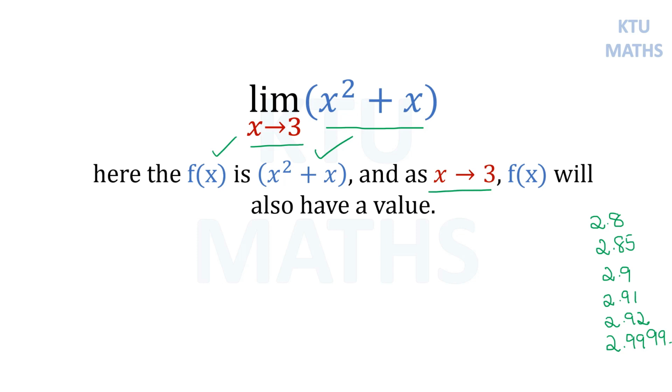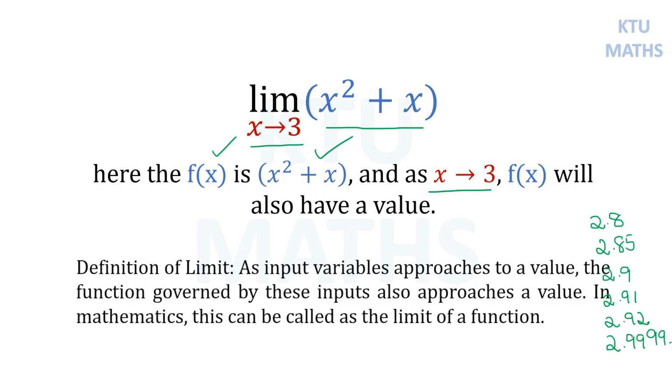Before going to the methods, let us check a short definition of limits. As input variables approach a value, the function, here it's x squared plus x. And what is the input variable? The input variable is x. Here only one input variable is there. And when the input variable approaches a value, the function will also have a value. And this in mathematics is called the limit of a function. Now let us check the methods to find the limit of a function.